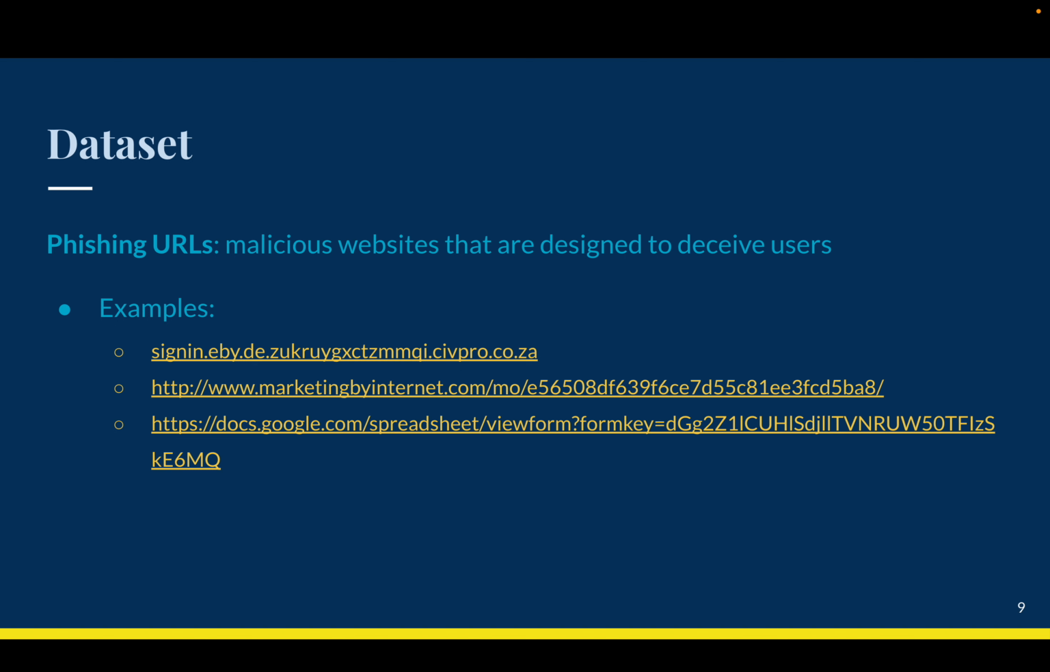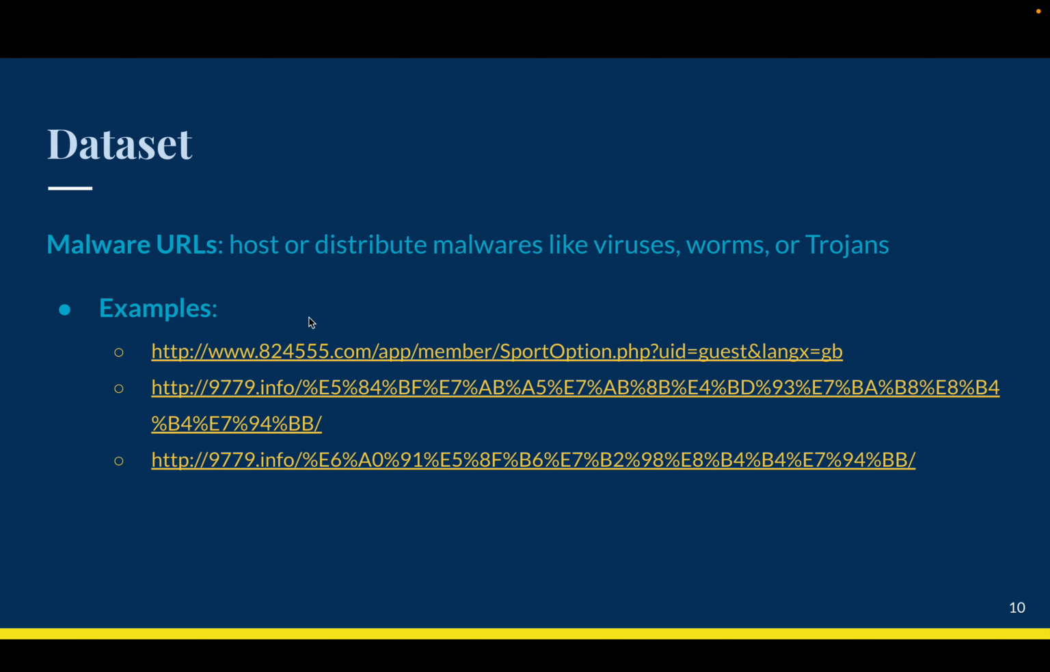Phishing URLs often lead to fake websites that look similar to legitimate ones, with the intention of tricking users into entering their sensitive information. And these are the examples that are contained in the dataset. Next is malware URLs. These URLs are used in cyber attacks to distribute malware, which is malicious software designed to cause harm to the user's device or steal their sensitive information. Malware URLs often lead to websites or downloads that contain malware, which can be disguised as legitimate software or content.